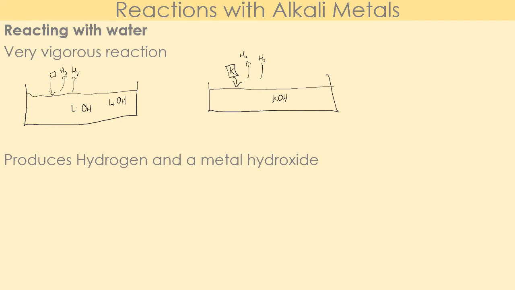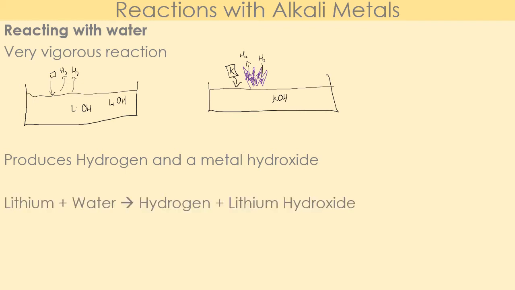And you might remember that we end up getting a purple flame. You might think, why do we get a purple flame? The reason is the reaction releases so much energy, it causes the hydrogen to ignite. The purple colour comes from the potassium ions, which give off a purple colour when they are heated or combusted.